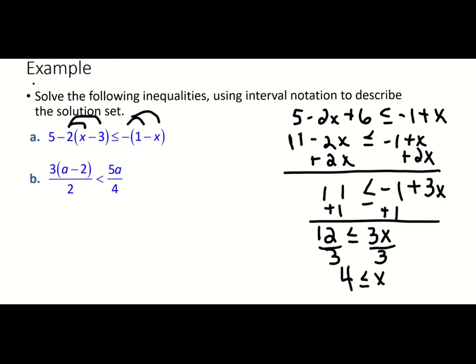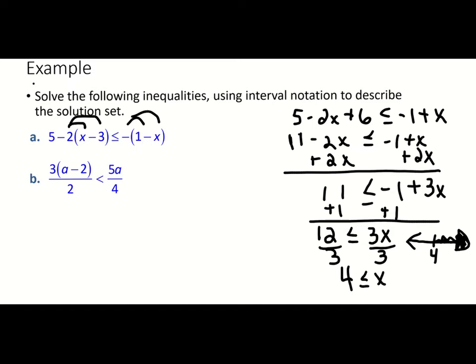And now what they want us to do is write this in interval notation. So remember, interval notation is using your brackets and your parentheses. If I were to graph this on a number line, here's my number line, it's going to be small, but 4 is my starting point. And we know that 4 is less than or equal to x, so that means x is greater than. So if I were to graph it on the number line, it would look like this.